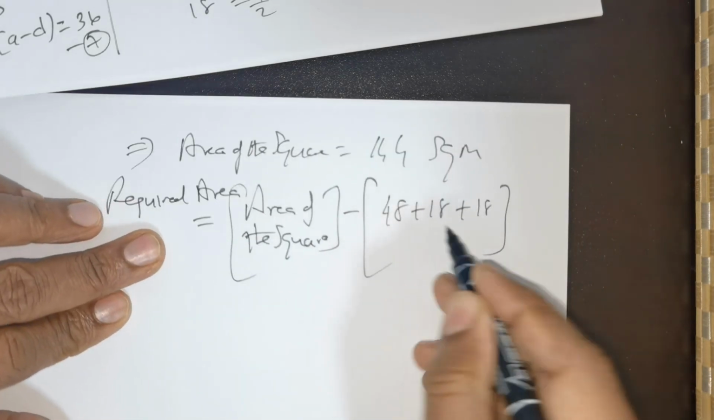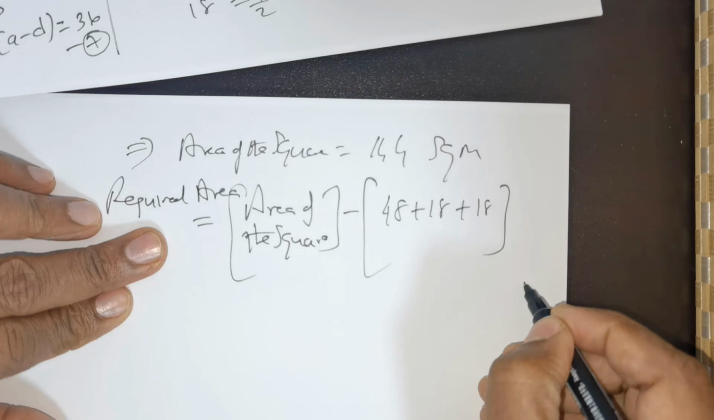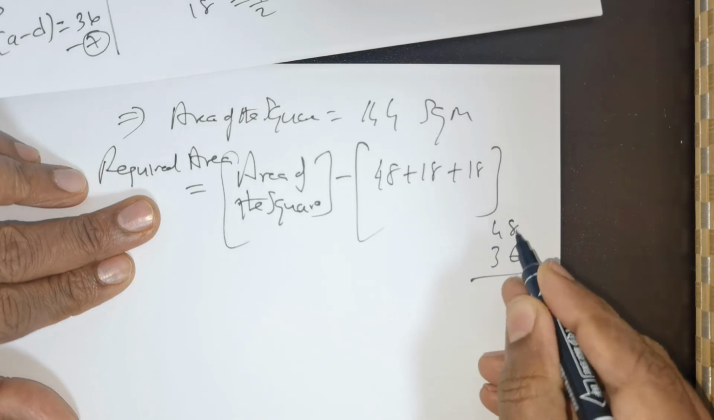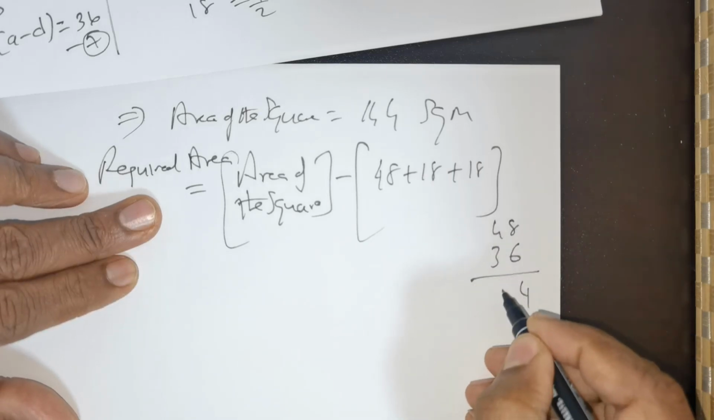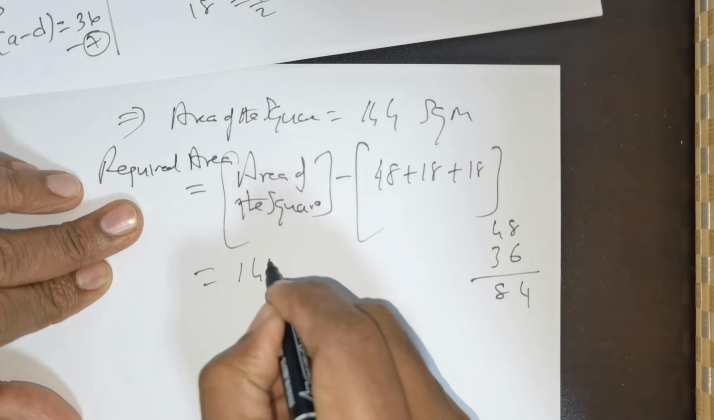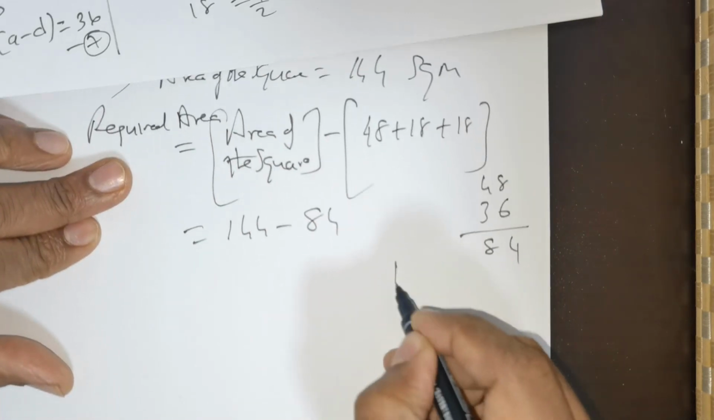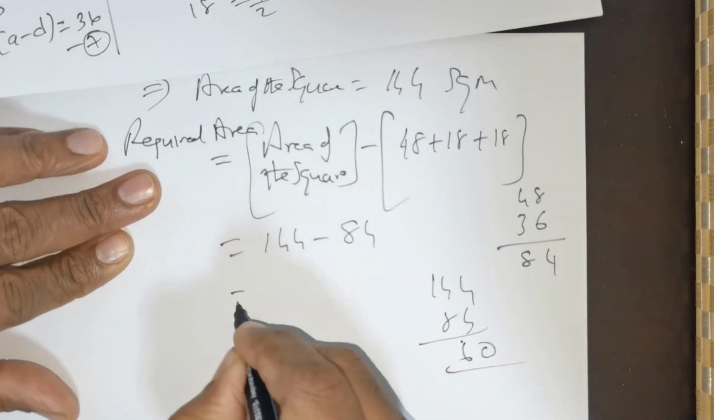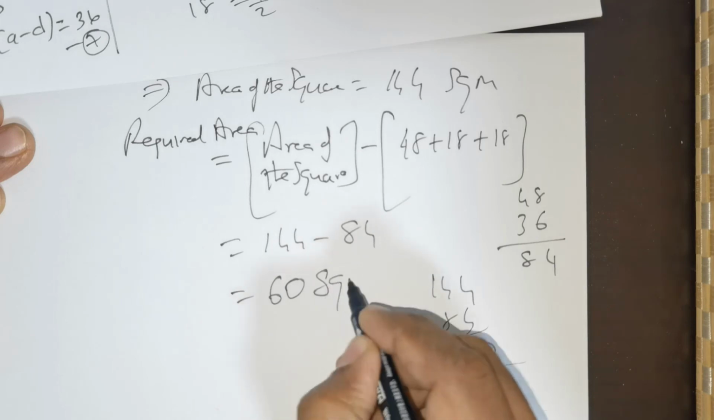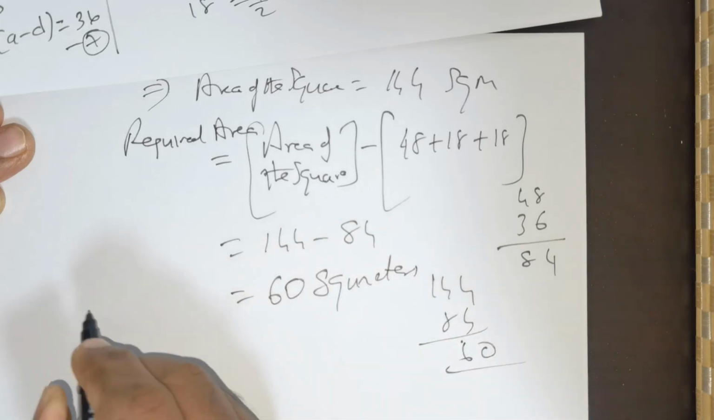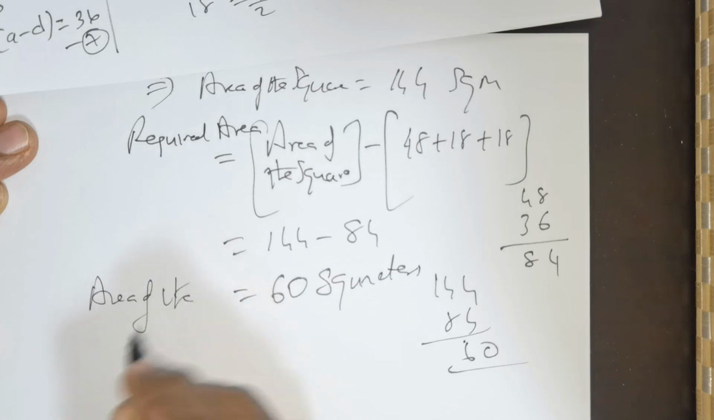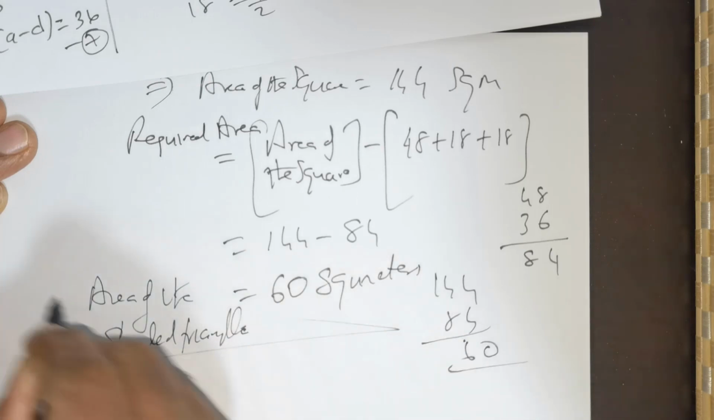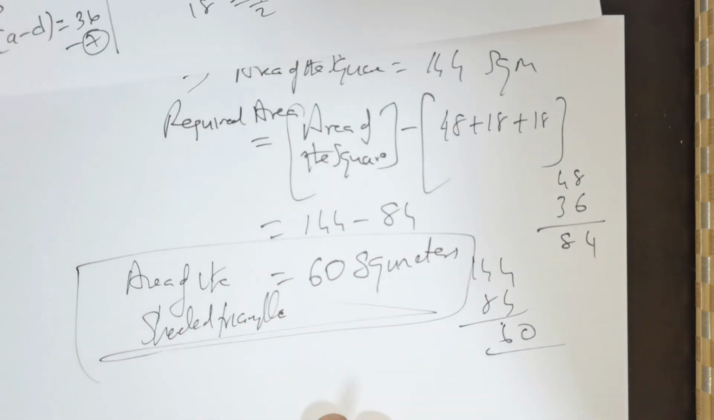So how much is this? For 18 plus 18, this is going to be 36, and 48. You add them, and you get 84. So from 144 you subtract 84. So 144 minus 84 is 60. So this is going to be 60 square meters. This is the area of the shaded triangle, and that is the end of this particular question.